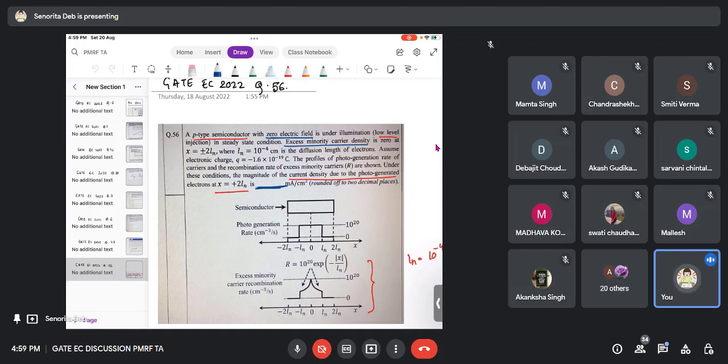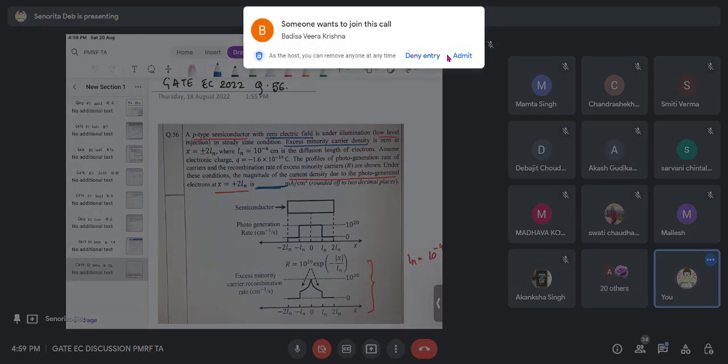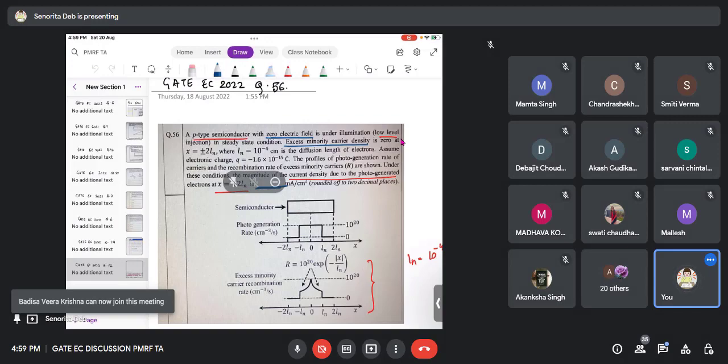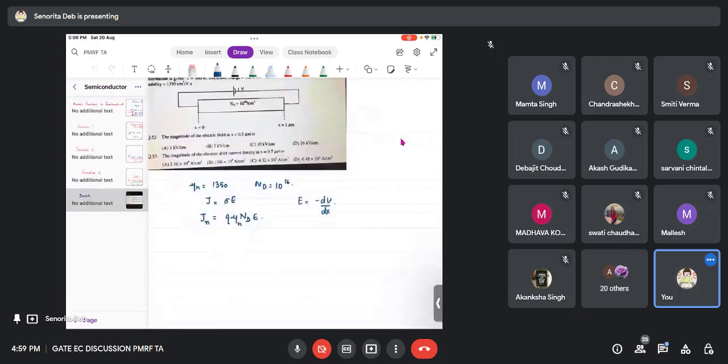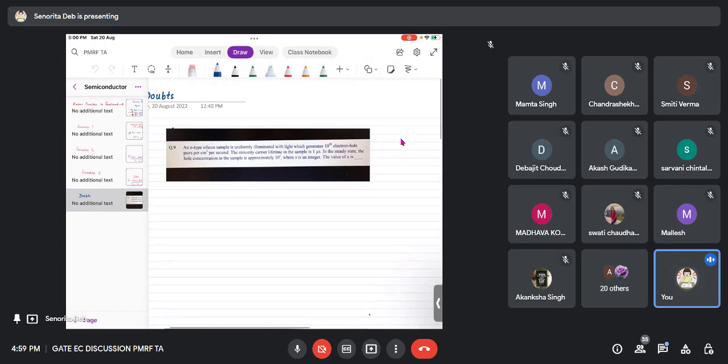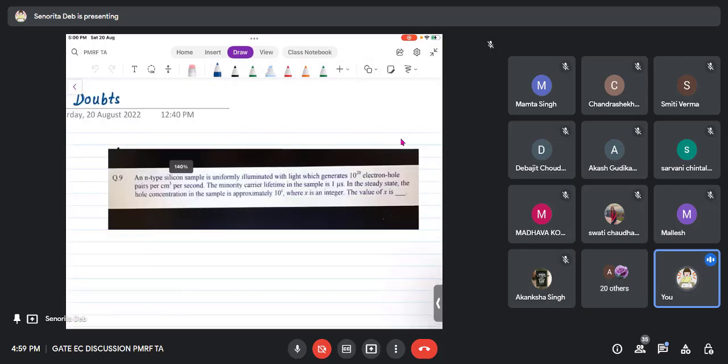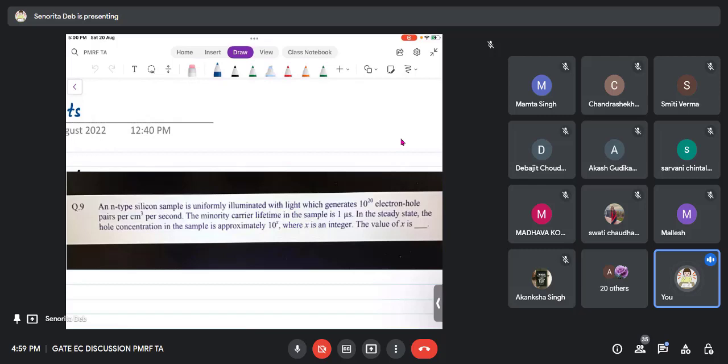Okay, so here let's start again. The p-type semiconductor with zero electric field. So this question you guys can try once you have gone over this topic. We will do it in the next to next class. Okay, so now let's start with Chandrasekhar's question. So Chandrasekhar, you are here, right? Okay, he's there. So he has sent me 3 problems which were actually quite simple as compared to what had been asked in 2021 and 2022.